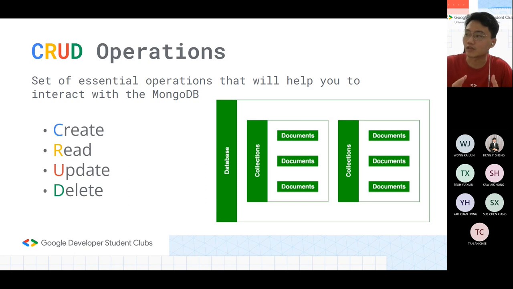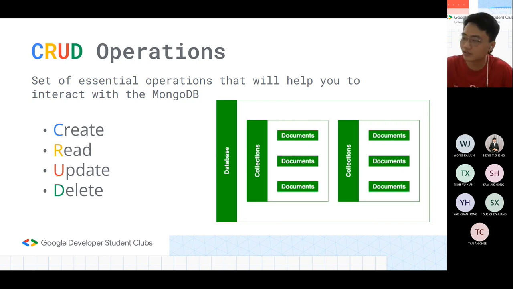Okay, for our MongoDB, there's a basic set of operations inside our database manipulations, called CRUD operations. It's a set of essential operations that will help you interact with MongoDB. CRUD stands for create, read, update, and delete.